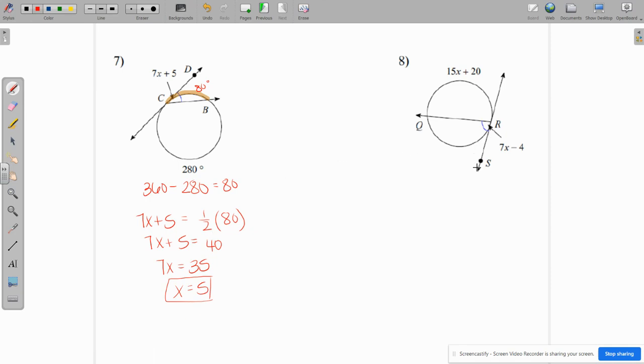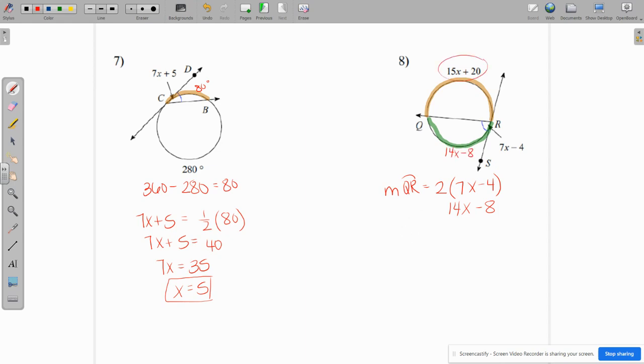In our last problem, we're given the measure of angle SRQ is 7x plus 4, and the arc over here is equivalent to 15x plus 20. So again, if I can figure out the measure of this arc, RQ, then I know if I added it to this arc, it should be a total of 360 degrees. So if I want the measure of arc QR or RQ, I know that is 2 times the measure of angle QRS. So 2 times 7x minus 4, which I know would be 14x minus 8. So this here would be 14x minus 8.